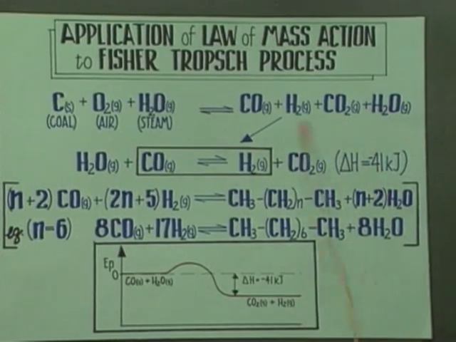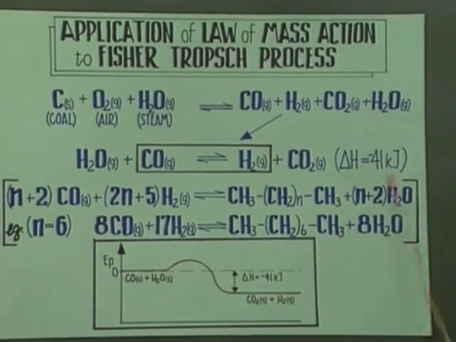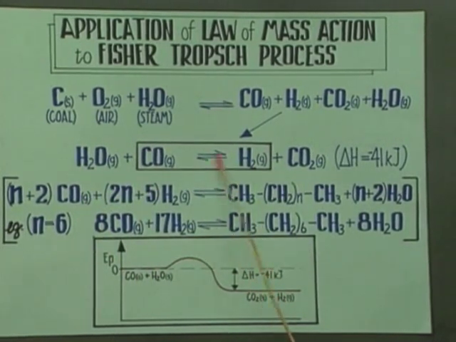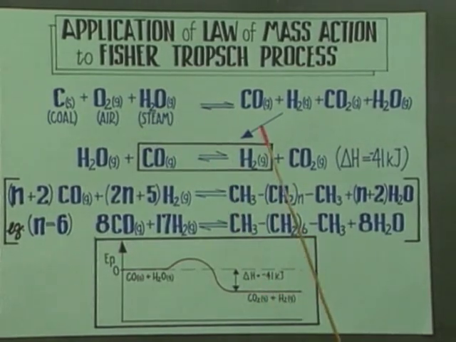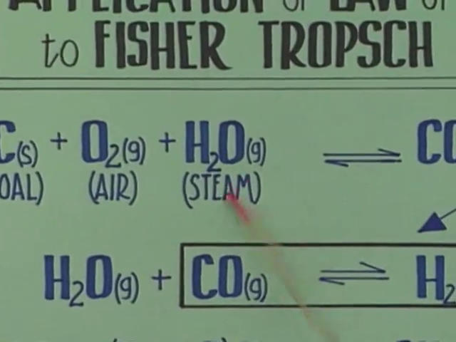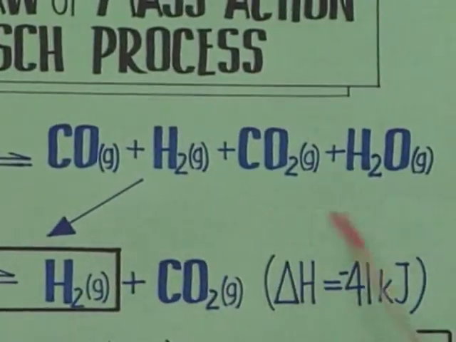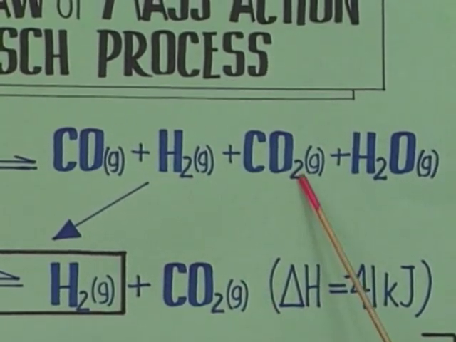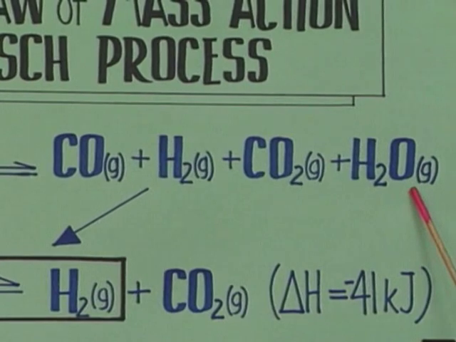This process includes the very important water-gas shift reaction, which is an excellent example of a reversible reaction or chemical equilibrium. The first step is to gasify coal in air and steam to produce the water-gas mixture consisting of carbon monoxide gas, hydrogen gas, carbon dioxide gas, and water in the gaseous phase.